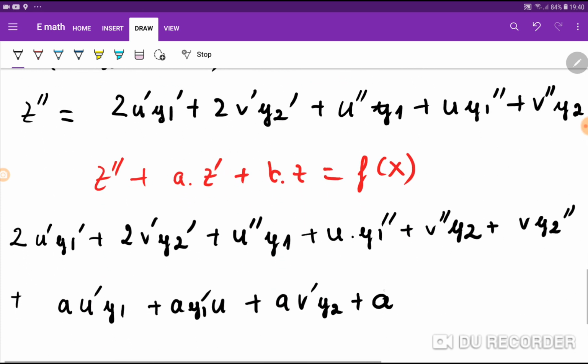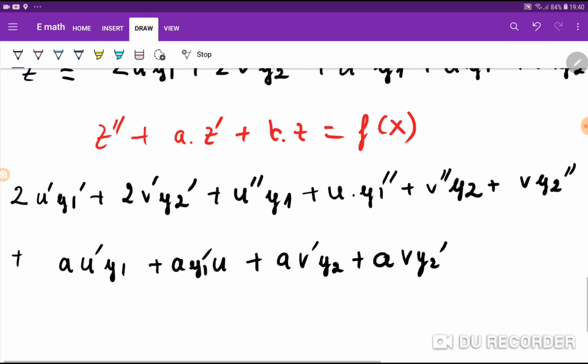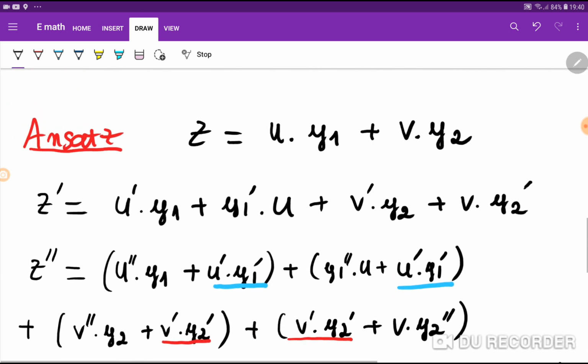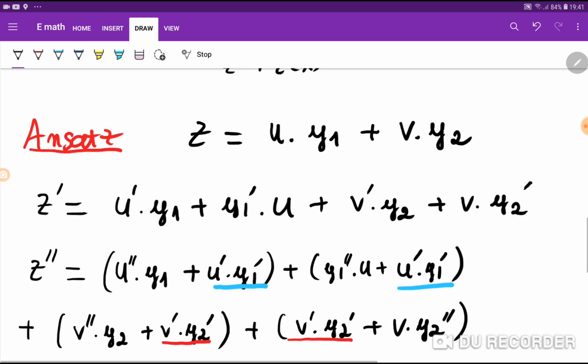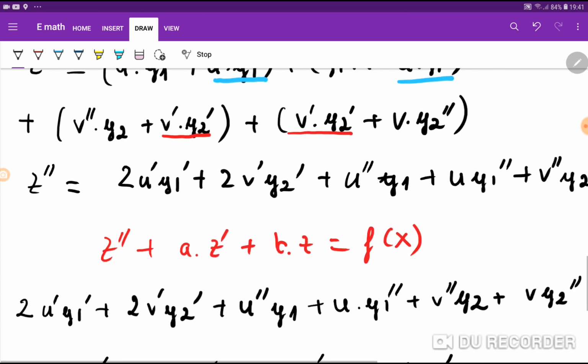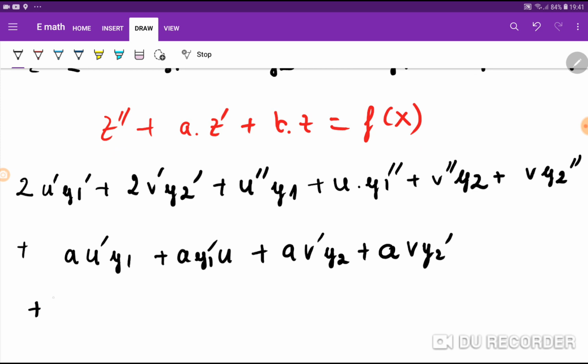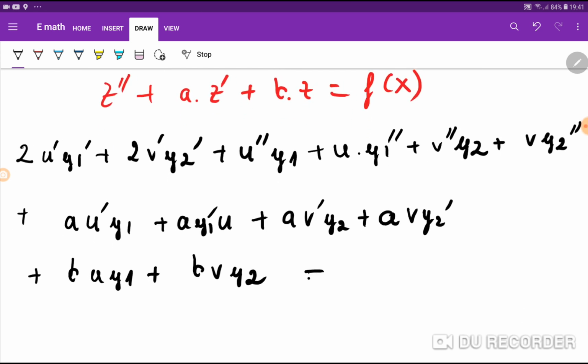v y2 prime. Okay, and then the last term is bz, right? What is bz? z is u y1 plus v y2, so it would become plus b u y1 plus b v y2, okay, equal to fx. All this equal to fx.